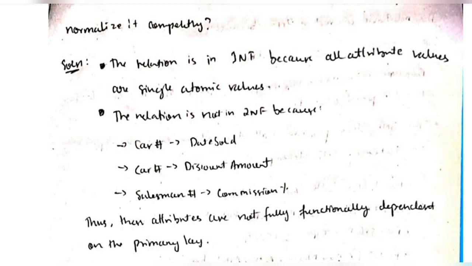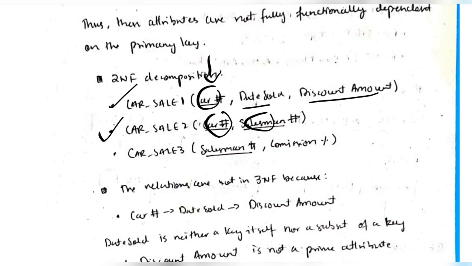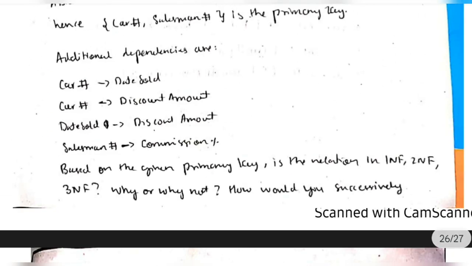How can we make the changes? By separating the tables. Date sold and discount amount are dependent on car, so a separate table for that. The second is car and salesman for all the primary values, and the third is for salesman only. Now this is in 2NF. Is it in 3NF? No, it is not. Because there is a relation from date sold to discount amount, and date sold is from car. So here is a transitive relation, and we have to overcome it.